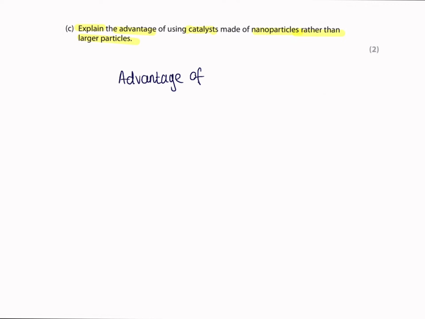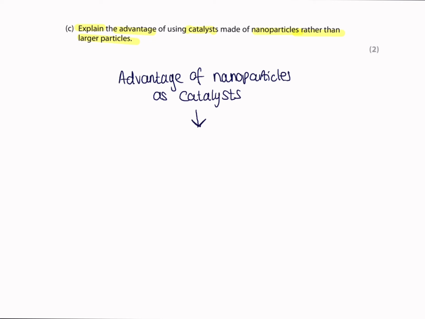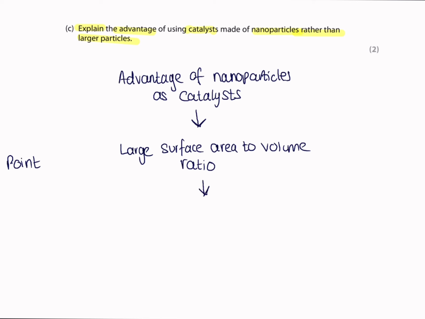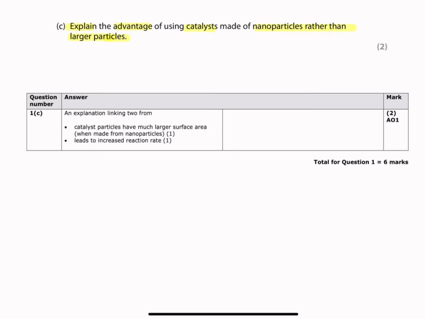So we're looking into the advantage of nanoparticles as catalysts. First of all, they have a really large surface area to volume ratio. So that would be our point. And then because it's an explain question, we need to make sure that we explain. So because of this large surface area to volume ratio, we have an increased rate of reaction. Remember, this is the whole point of a catalyst, to increase that reaction rate.